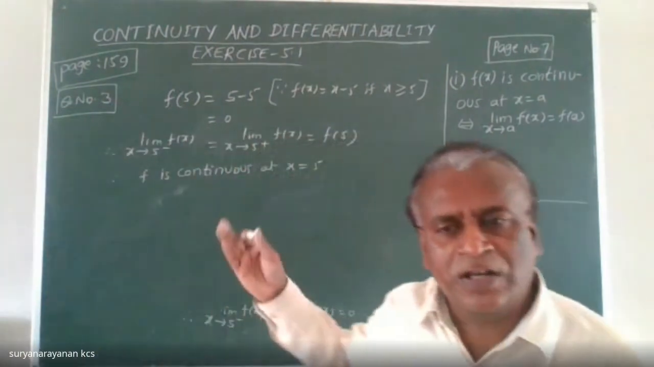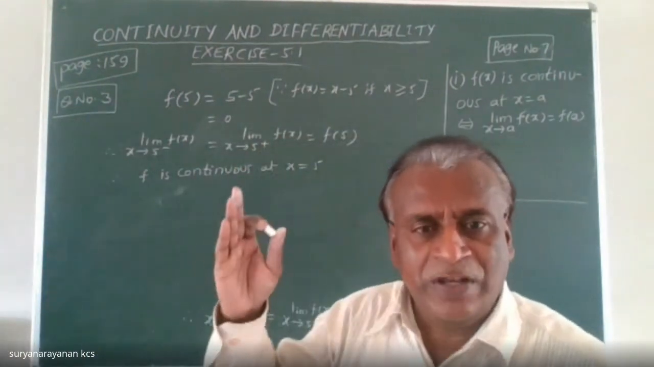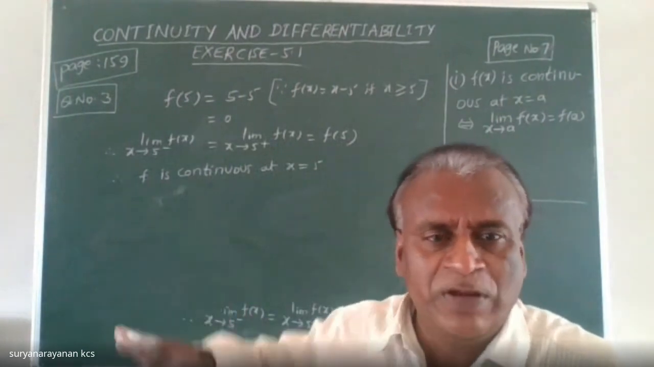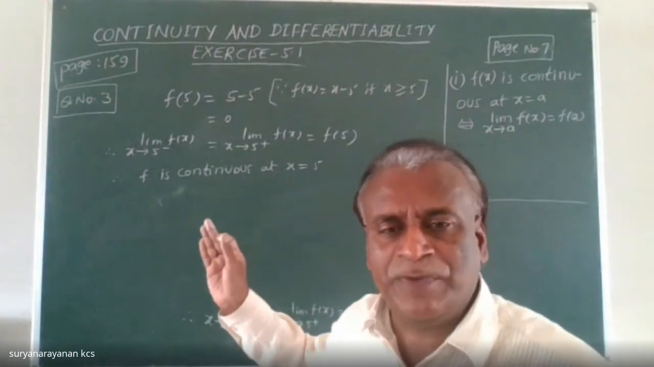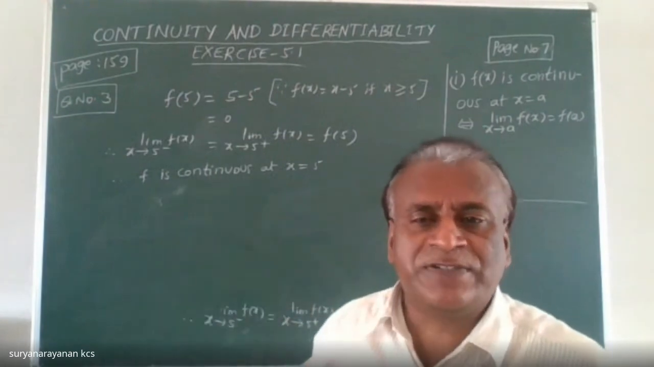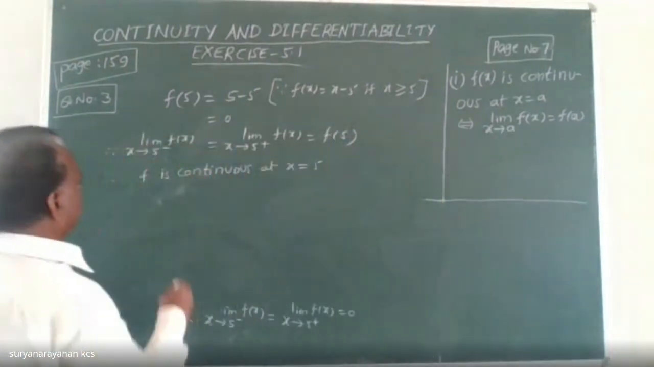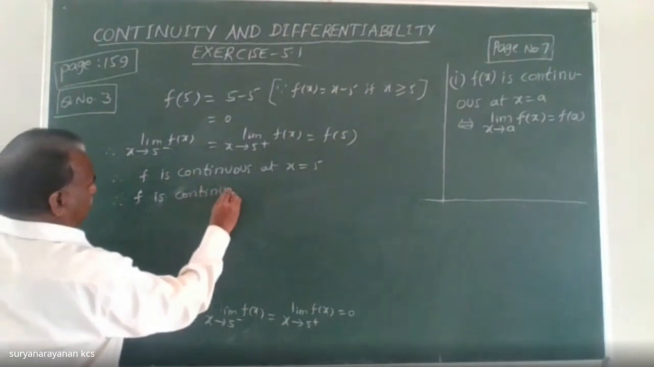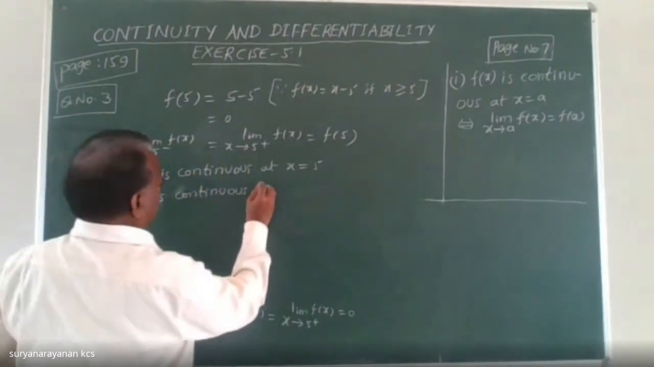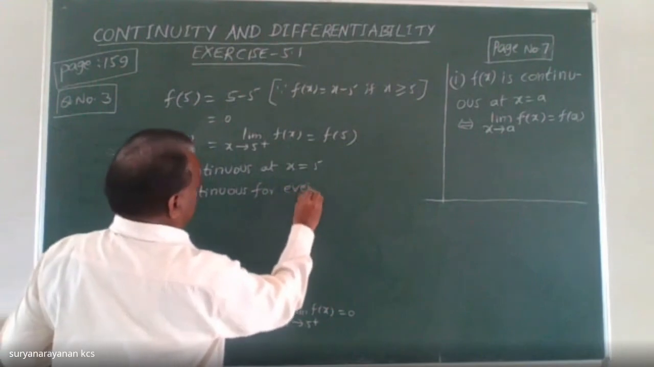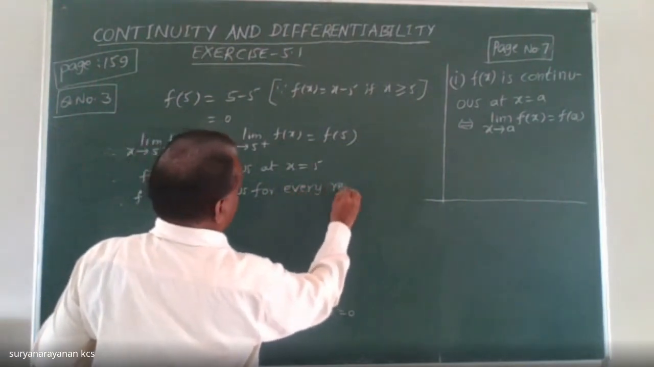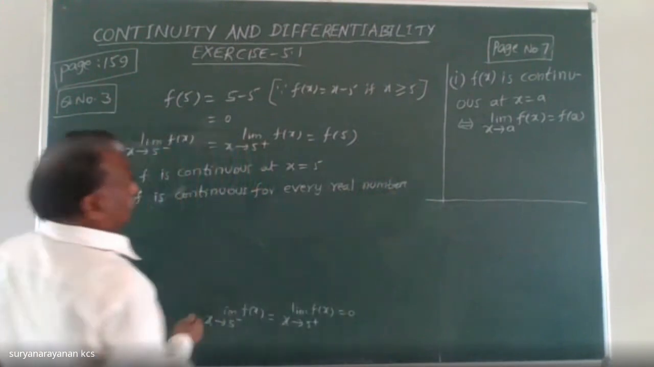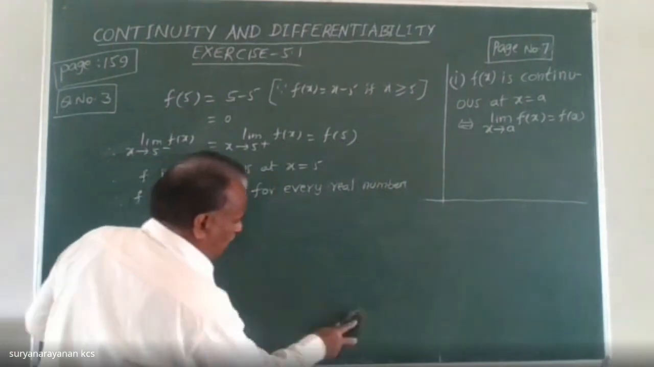So, for all real numbers, we have just verified at x is equal to 5, but on the left side it is a polynomial function, and the right side of 5 is also a polynomial function. Therefore, for all real numbers, it is a continuous function. Therefore, f is continuous for every real number.